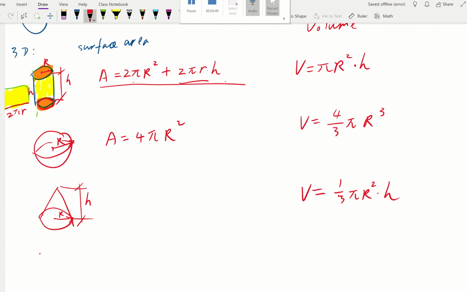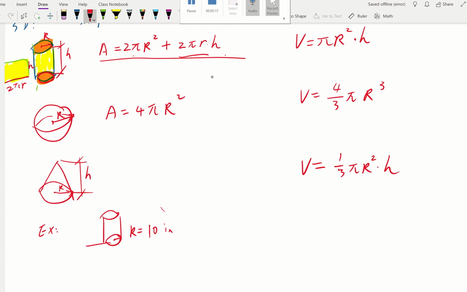Okay, so I think that's what I have right here. I can do a quick example on a cylinder shape, then we can complete this video. If this radius r is, let's see, 10 inches, okay? And the height here, let's make it 2 feet. Then we want to find the surface area and volume.